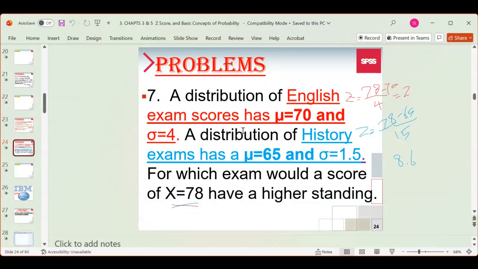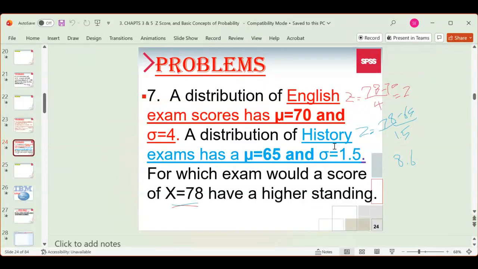The mean for the English exam for this class is 70, that's for the class. And the standard deviation for the test is 4, standardized English test. The history exam has a mean of 65 and a standard deviation of 1.5. So the question is, in which one did you do better? Your score is 78 in both classes, English and history. You wanted to know in which class you did better.